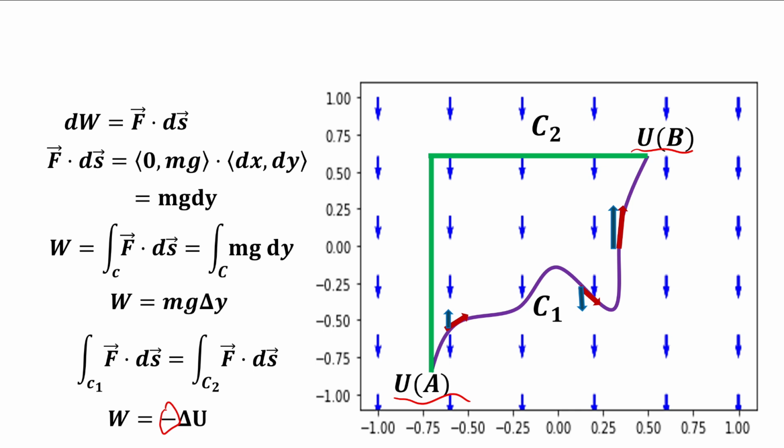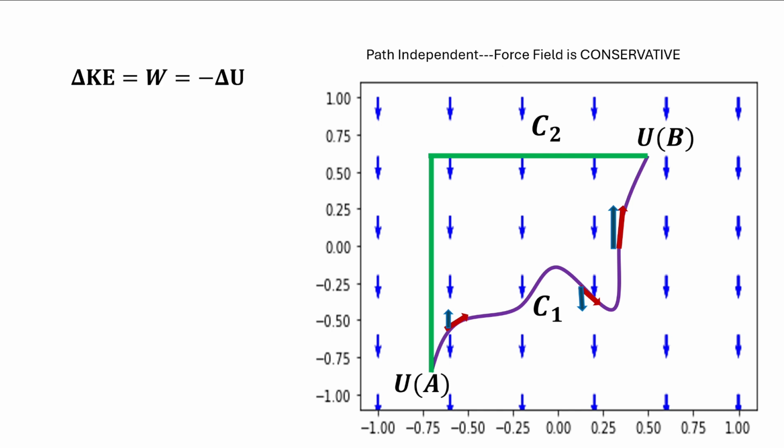The point I want to make here is that if the path doesn't matter, then we say that the force field is conservative. Why do I use the word conservative? Well, let's think about this. We already know that the work has to be equal to the change in kinetic energy. And now I'm saying that if and only if it's path independent, then there must be two numbers such that the difference between those is equal to the work.